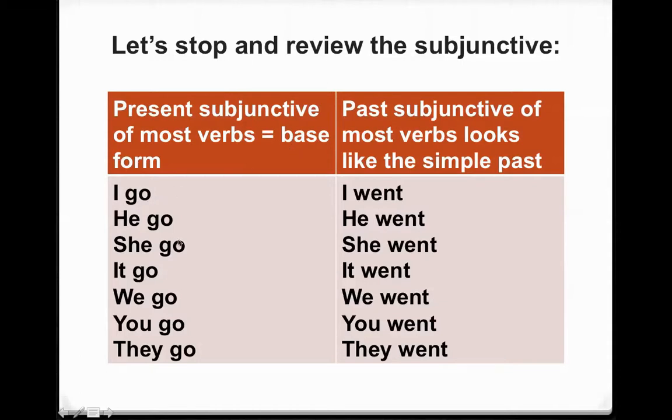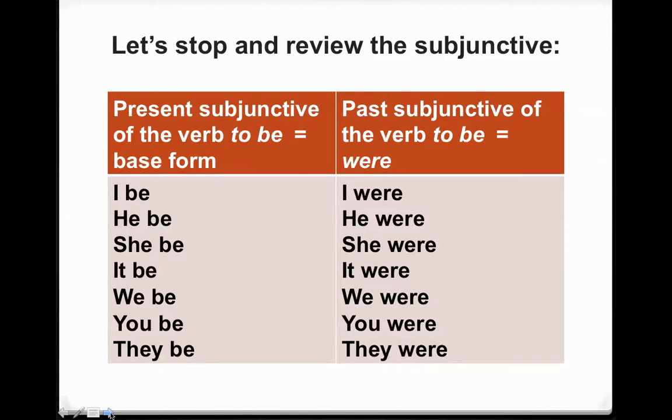I go, she go, he go, it go, we go, you go, they go. The past subjunctive of most verbs looks like the simple past. I went, he went, she went, it went, we went, they went, you went, they went. But it's not the simple past, and you see that because the past subjunctive of the verb to be is were. I were, he were, she were, it were, we were, you were, they were.